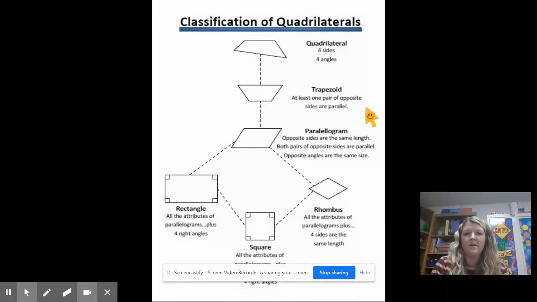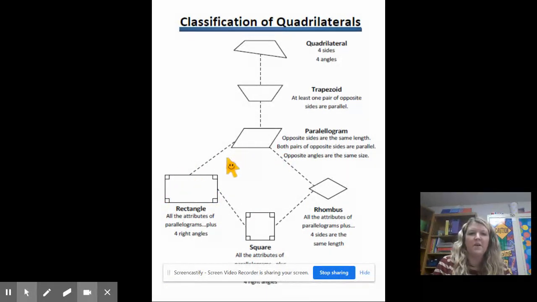Then we've got a parallelogram where the opposite sides are the same length, both pairs of opposite sides are parallel, and then opposite angles are the same size. So there's some different characteristics or attributes of the parallelogram. So the opposite sides are the same length. So we see these are our opposite sides. And then we've got these two, they're the same length. Then both pairs of opposite sides are parallel, so they'll never cross or intersect. And then the opposite angles are the same size. And then this shows that these three right here are all types of parallelograms.